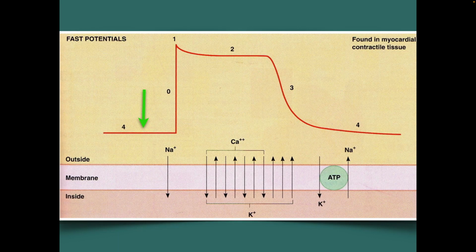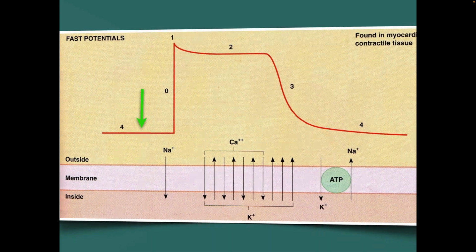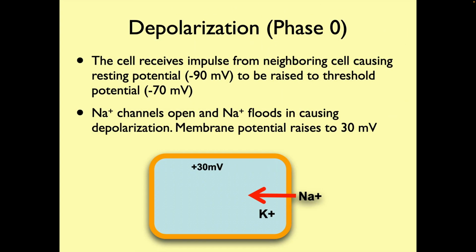Okay, here we go. So that was resting potential, phase 4. Depolarization is phase 0. The cell receives a little impulse from a neighboring cell. It bumps it, and when it bumps it, it raises the resting potential just up a little. That little bump from the neighboring cell raises it from minus 90 to minus 70. Again, no need to know the numbers, just the concept. That opens the sodium channels.